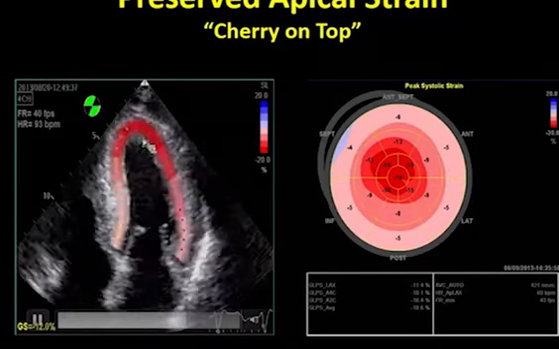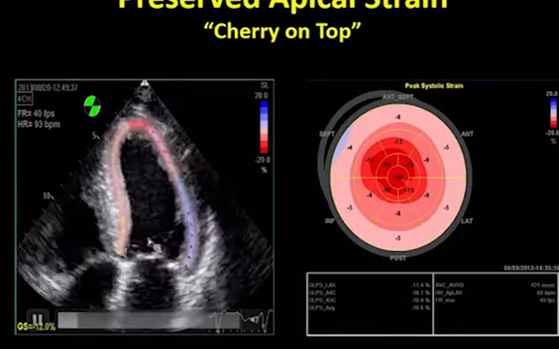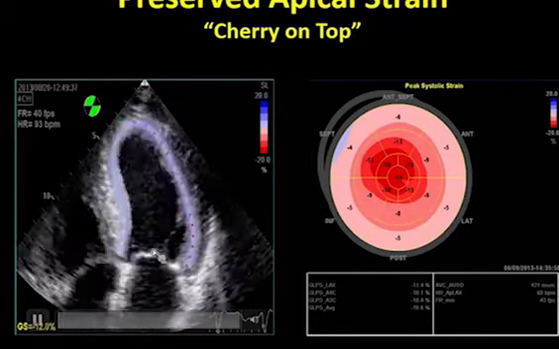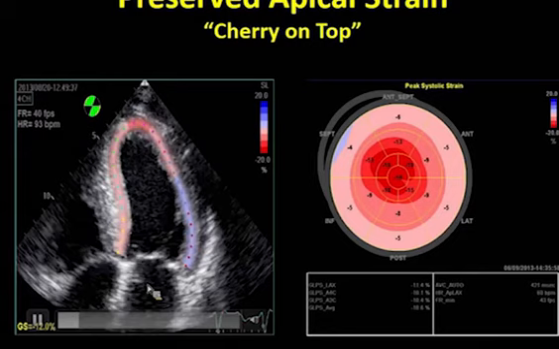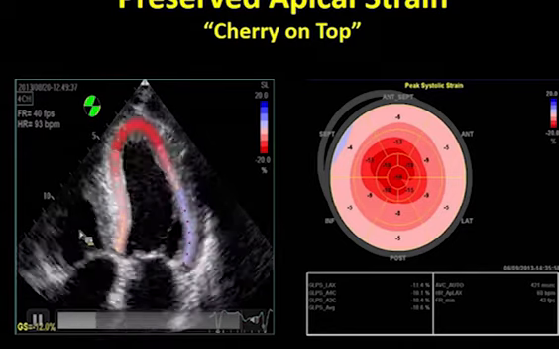So this is the main pumping chamber of the heart, the left ventricle. This right here is the mitral valve that you can see flinging open, and this is the left atrium, and this is the right side of the heart.